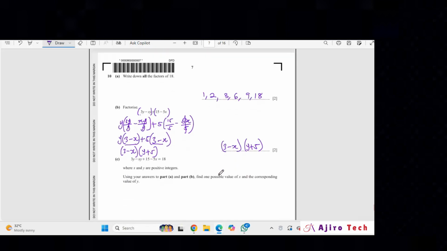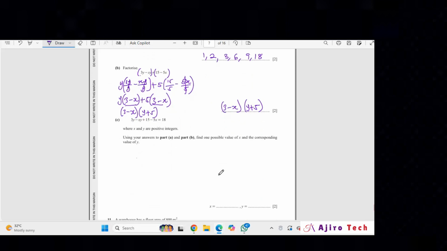Okay, so without any question, let's go to the B part. We are still giving the same question we have here: 3y minus sy plus 15 minus 5s equals 15, where s and y are positive integers. Now, using your answer to part A and part B, find one possible value of s and the corresponding value of y. This is one of the easiest ways.